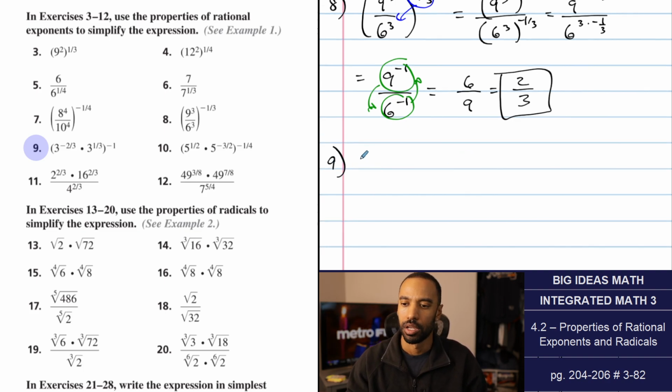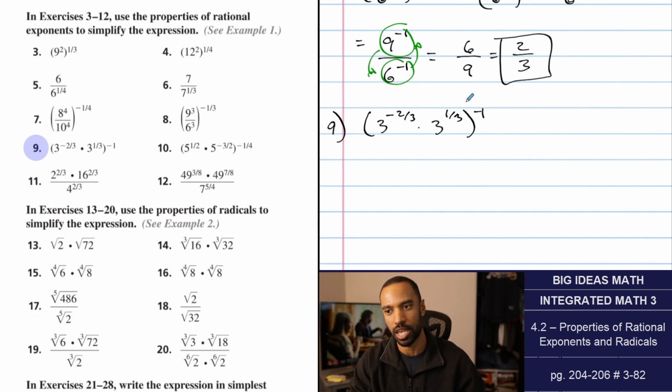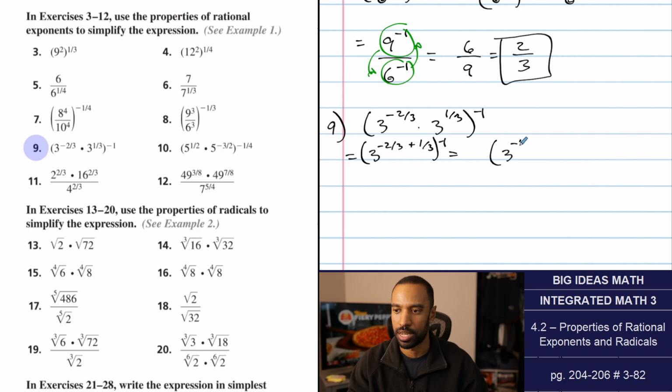Number 9, we have 3 to the negative 2/3 times 3 to the 1/3, all raised to the negative first power. When I see the same base, I'd like to do something with those exponents as soon as possible. Simplify the inside before taking care of the outside, meaning the negative 1. So maybe we add these exponents, negative 2/3 plus 1/3. Again, because the bases are multiplying, you keep the base and you add the exponents. Negative 2/3 plus 1/3 is negative 1/3. So now you have 3 to the negative 1/3 on the inside, and you have negative 1 on the outside.